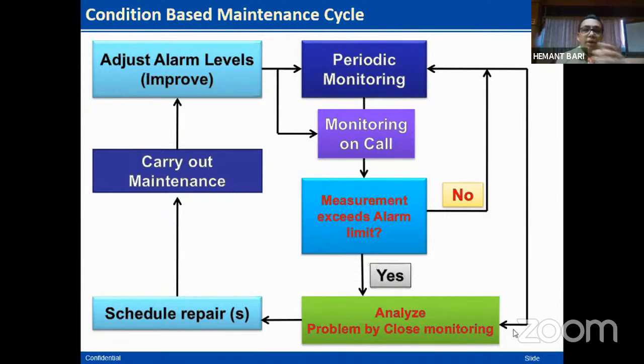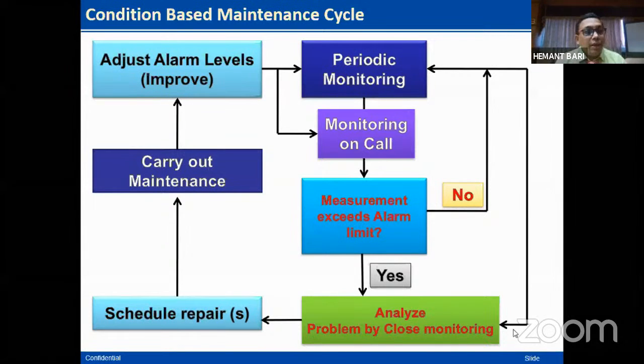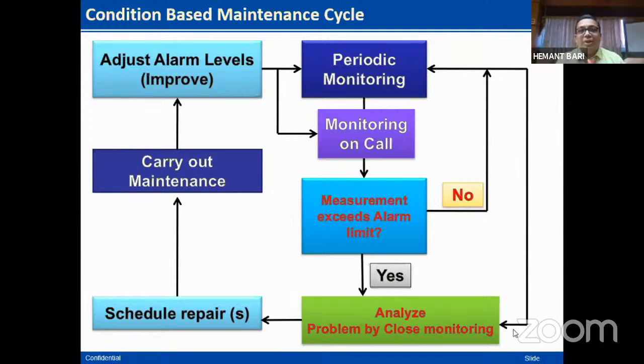We do the monitoring. If there is no deviation, we close this chapter immediately. But if there is a deviation, we analyze the problem by close monitoring, schedule the repair and carry out the maintenance. We adjust the alarm levels after the maintenance work. So in this way, periodic monitoring and monitoring on call. If there is no deviation, no problem, but if there is a deviation, then we schedule the repair, carry out the maintenance work and adjust the alarm levels accordingly.